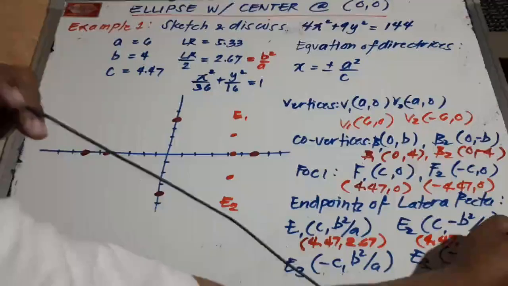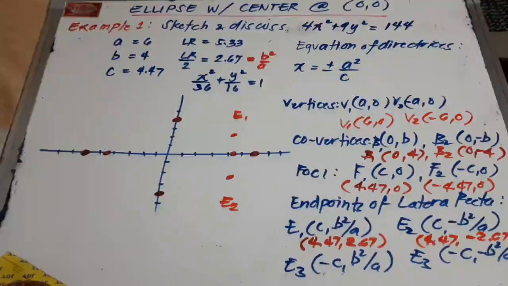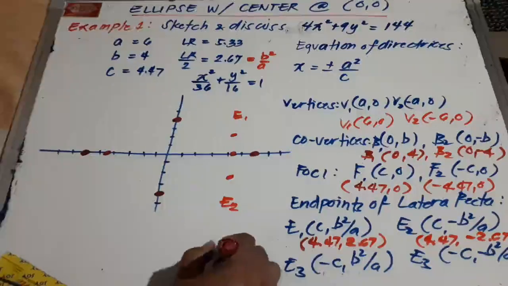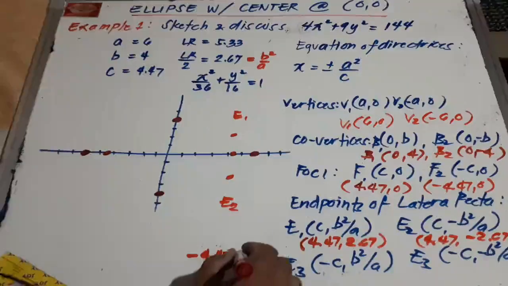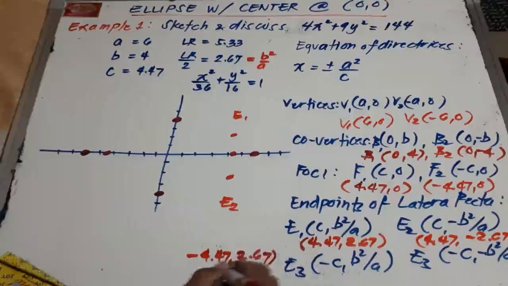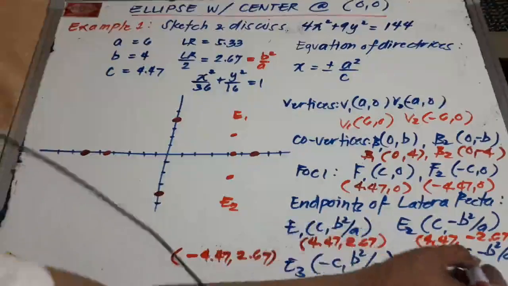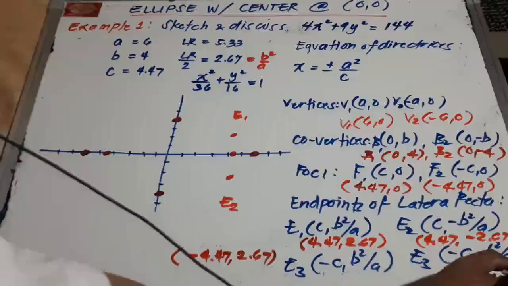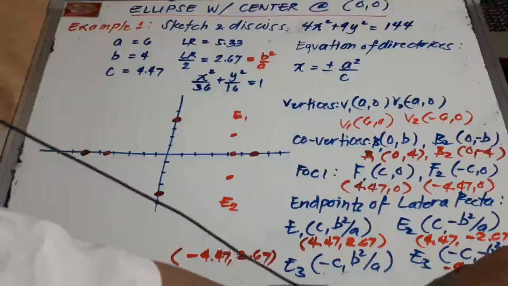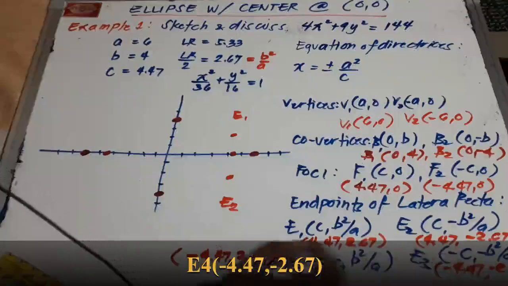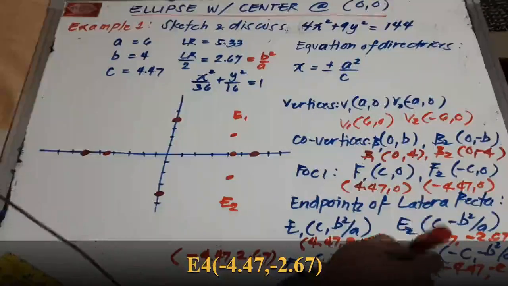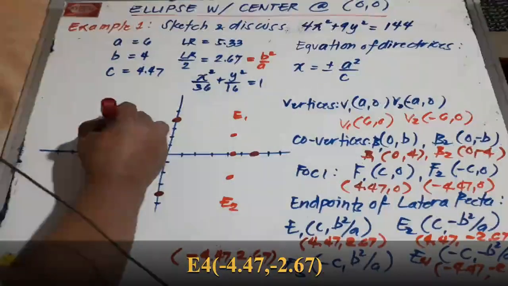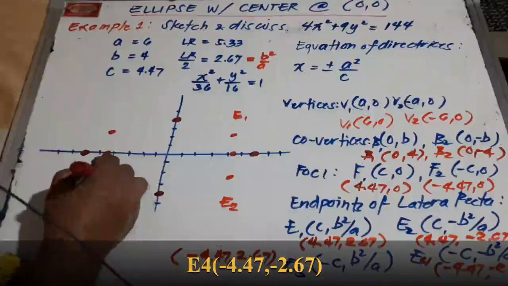Sa kabila naman, negative C. So, that is negative 4.47, comma, 2.67. That is for E sub 3. Dito naman, negative 4.47, comma, negative 2.67. So, that is E sub 4. So, 2.67 here. So, ito. 2.67 here.